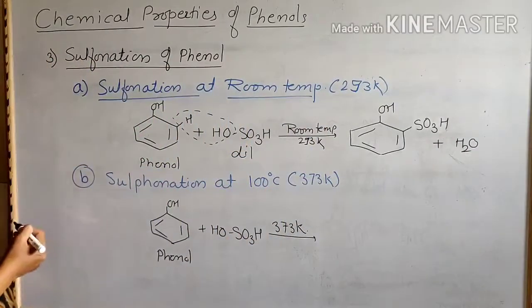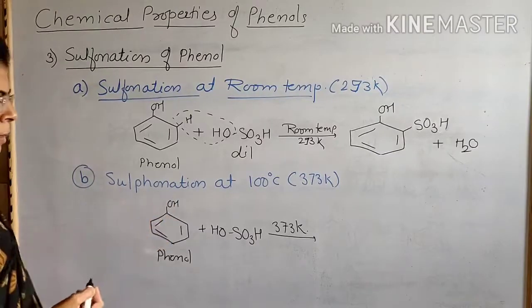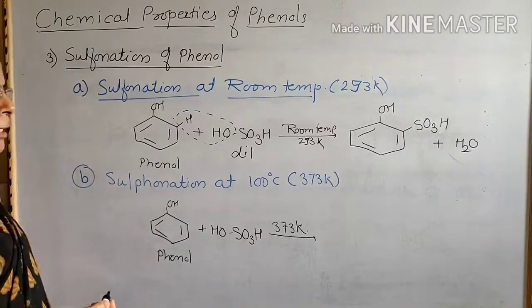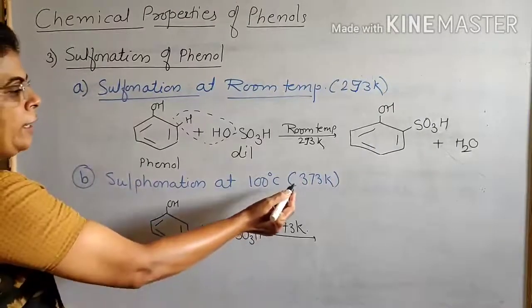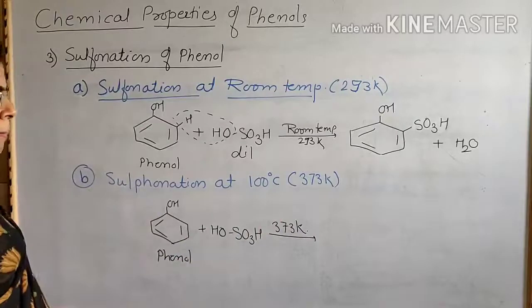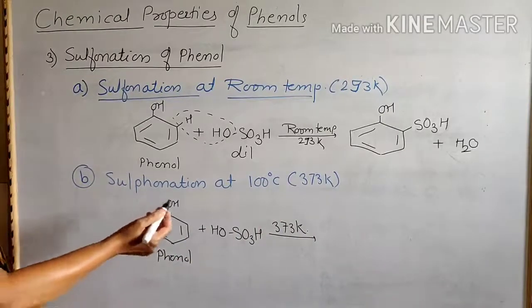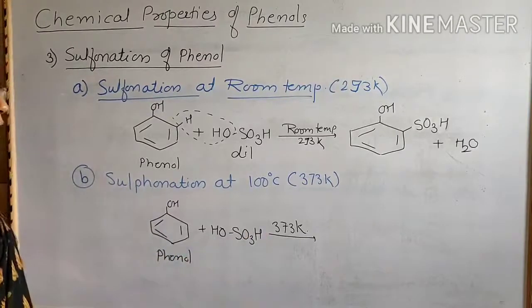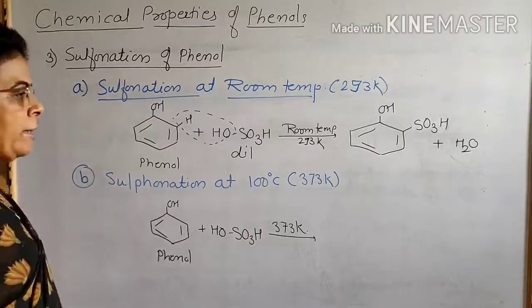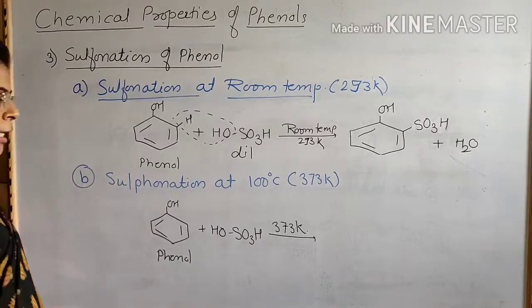Now second, when phenol is treated with dilute sulfuric acid at 373 Kelvin temperature, at 100 degrees Celsius, then we will get paraphenol sulfonic acid.